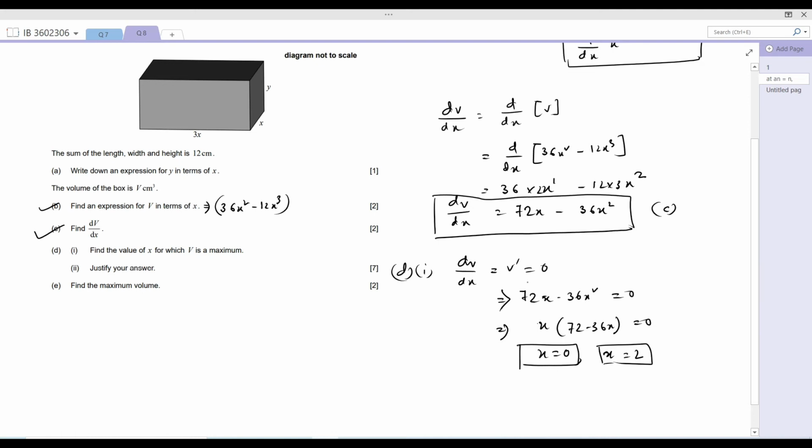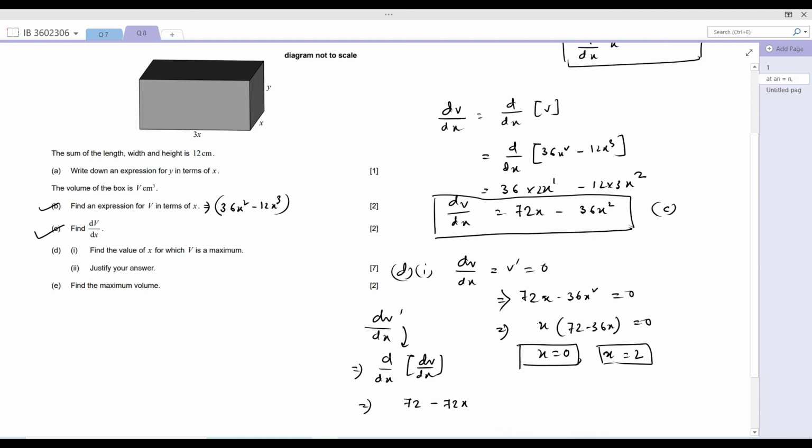Just do dv/dx. If we do dv/dx, we get d/dx of dv/dx. So if we differentiate again, the double derivative comes out to be 72 minus 72x. Ultimately it will be there.